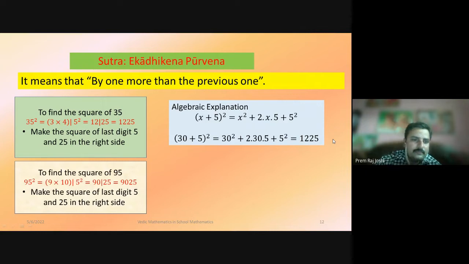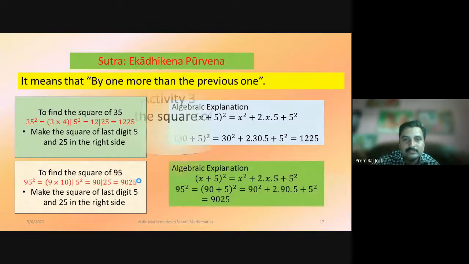So similarly, if we want to find the square of 95, very simple. We just make the square of the last digit, and that is 25. And what we need to do is add 1 to this 9, and this will be 10. And we just need to multiply 9 and 10. It will be 90, and 9025. So this can also be explained like this.